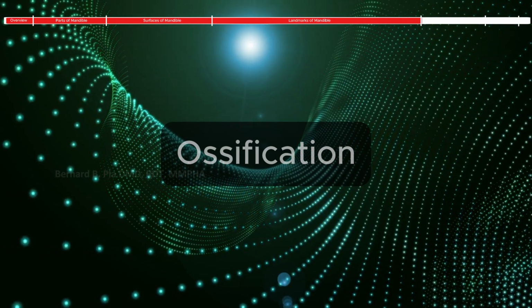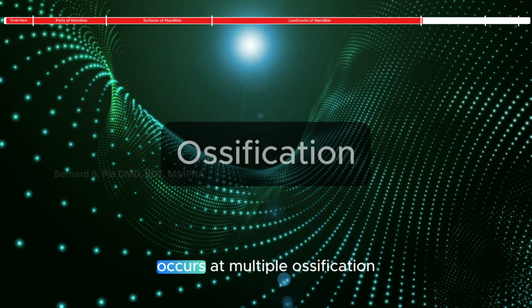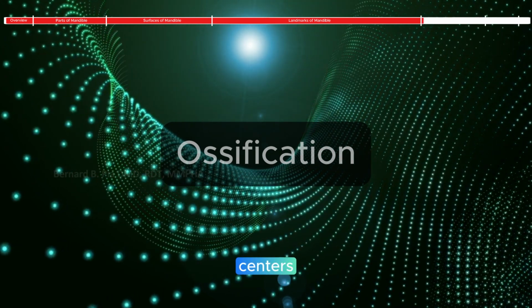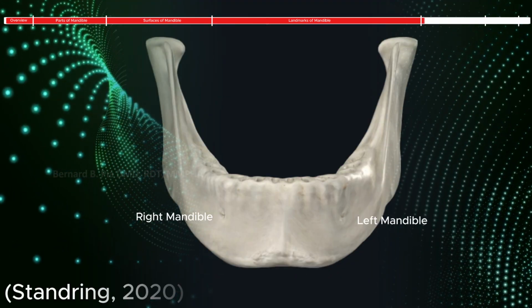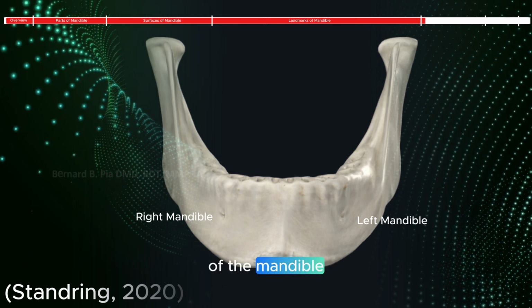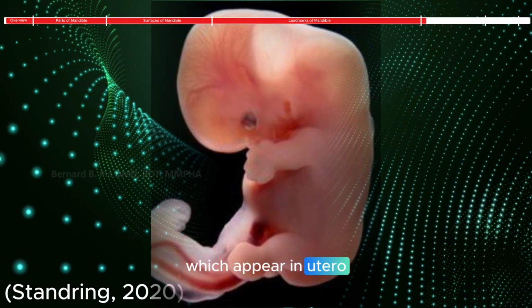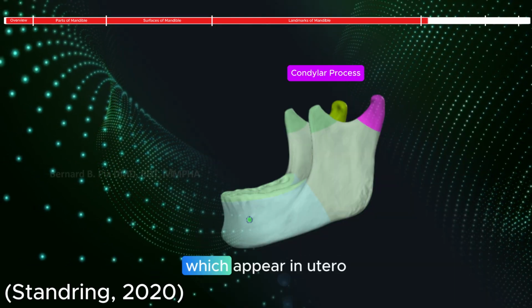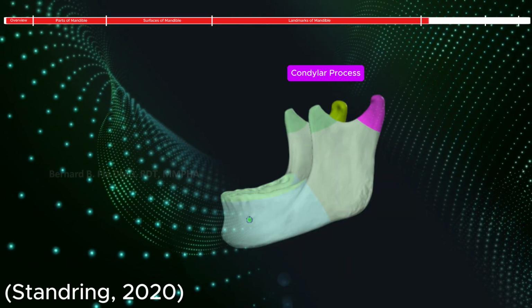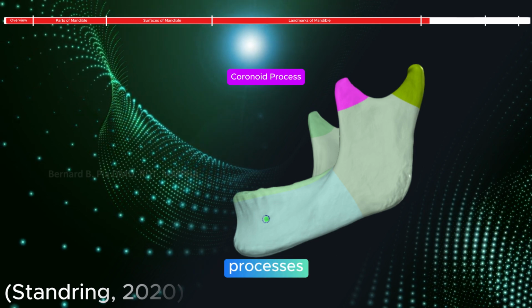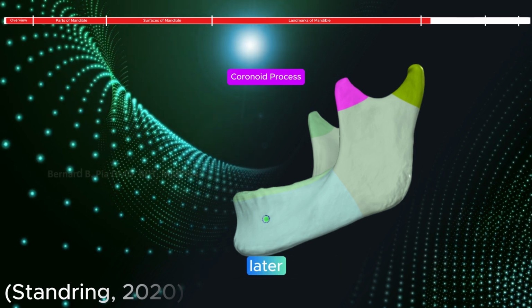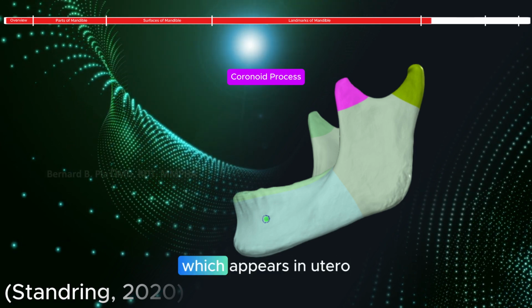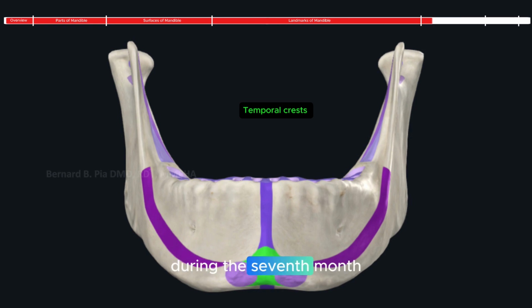Ossification. Ossification of the mandible occurs at multiple ossification centers. These are found in the right and left halves of the mandible, which appear in utero during the second month; right and left condylar processes, which appear in utero later; right and left coronoid processes, which appear in utero later; and the mental protuberance, which appears in utero during the 7th month.